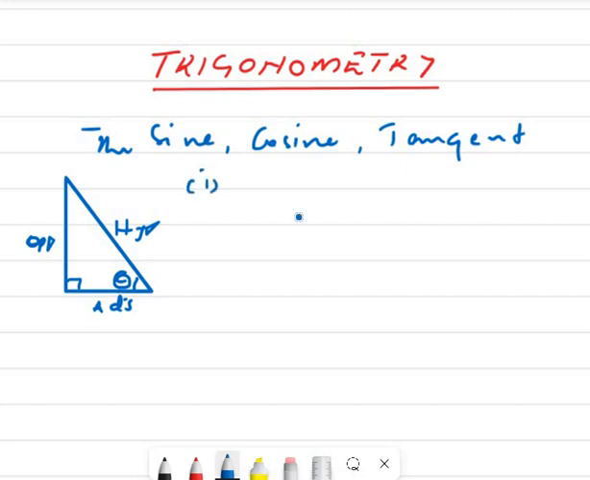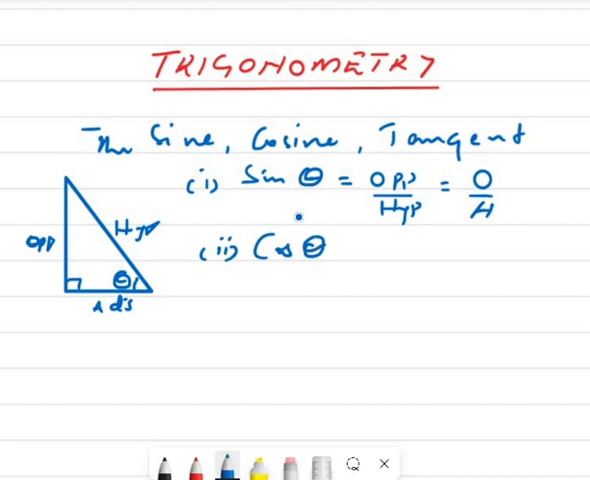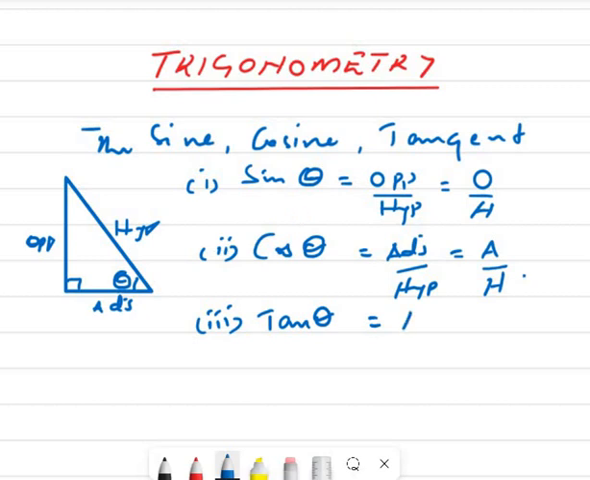then 1. The sine of theta will always be equal to the opposite over the hypotenuse, which is equal to O over H. It goes ahead and says that the cosine of theta, stated as cos theta, is given by adjacent over hypotenuse, which is A over H. As well, it goes ahead to say that the tangent of theta is equal to opposite over adjacent, which is equal to O over A.